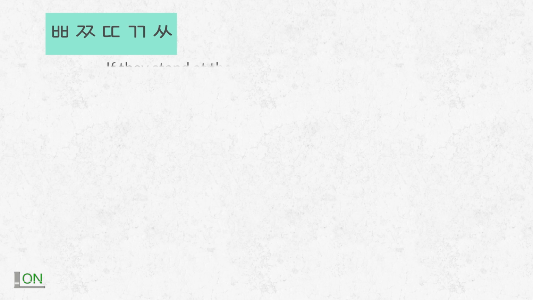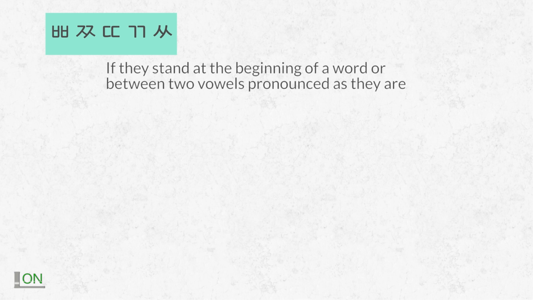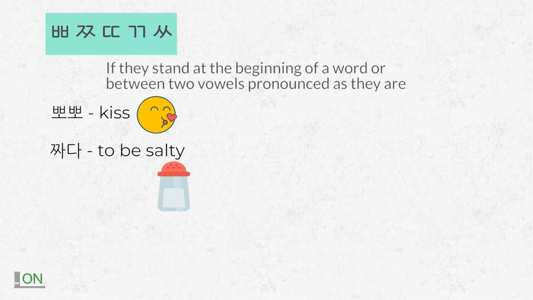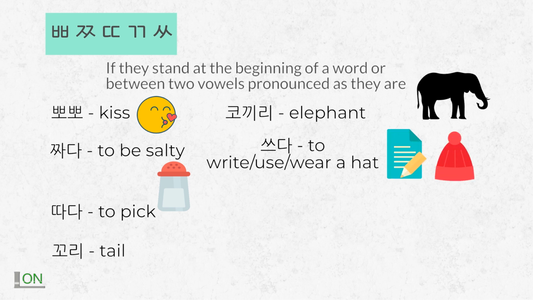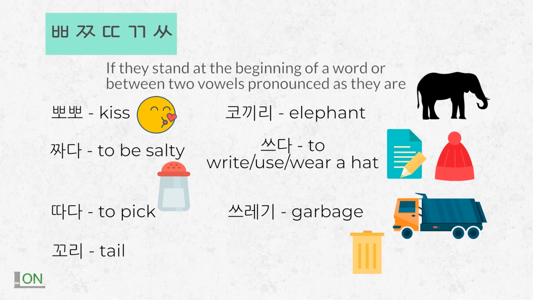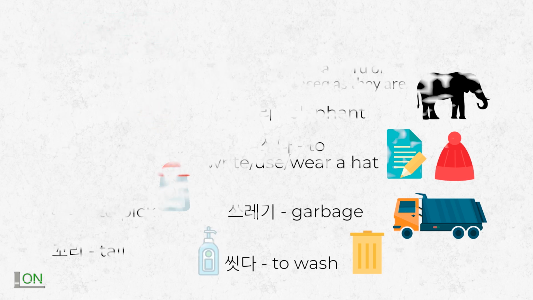So how do you pronounce the double consonants? If they stand at the beginning of a word or between two vowels, they are pronounced as they are. 뽀뽀, kiss. 차다, to be salty. 타다, to pick. 꼬리, tail. 코끼리, elephant. 쓰다, to ride, use, or wear a hat. 쓰레기, garbage. 씻다, to wash.